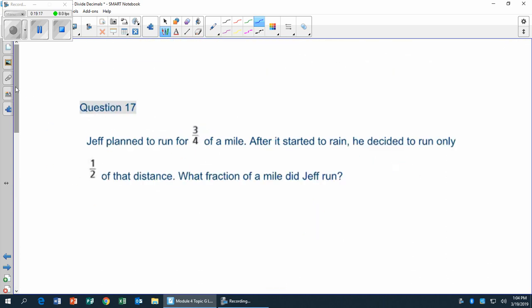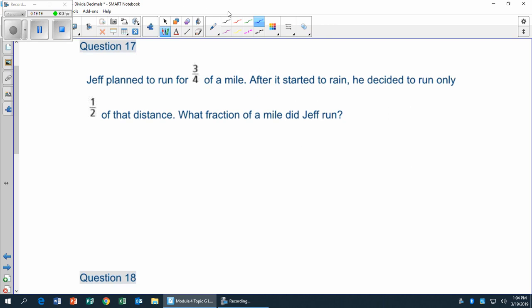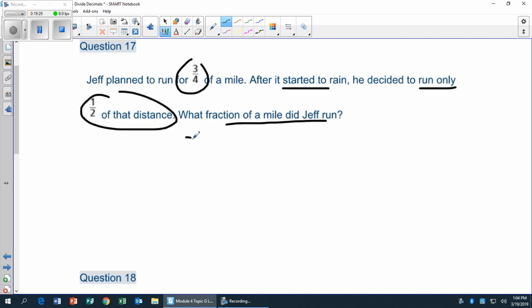So now we're on the next question, question 17. Jeff planned to run for 3/4 of a mile, but it started to rain, so he ran only half the distance. What fraction did Jeff run? So he did 1/2 of the 3/4 that he planned. And when you do that, he ends up doing 3/8 of a mile.